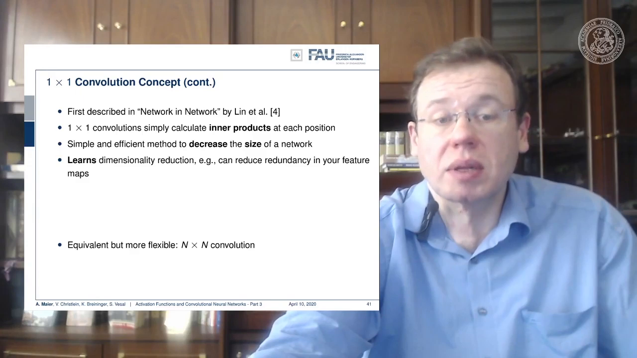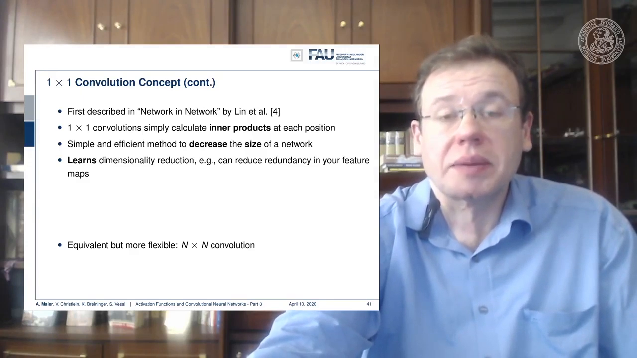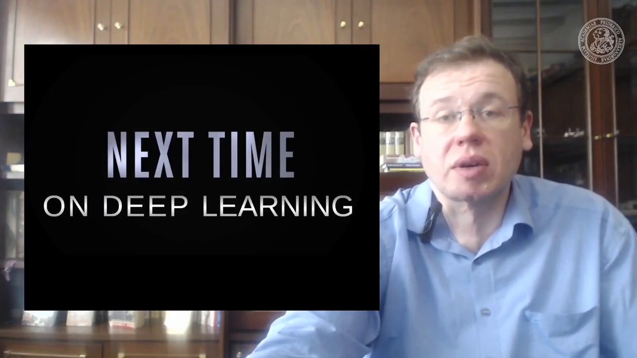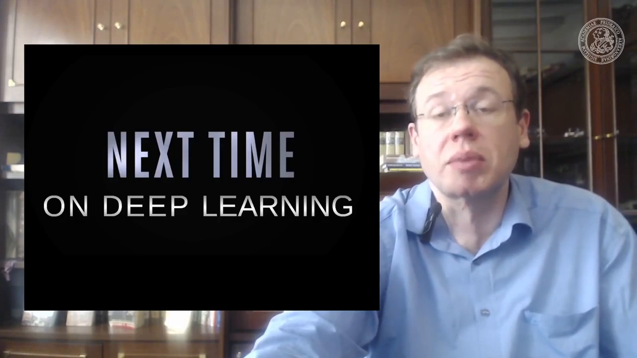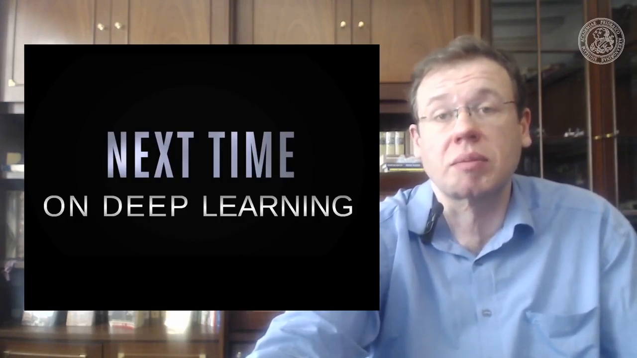Equivalent but more flexible are, of course, n by n convolutions. Okay, next time in deep learning, we will talk about the pooling mechanism and how to reduce the size of the feature maps. Not just using convolutions, strided or atrous convolutions, but you can also model this explicitly in a pooling step, which we'll talk about in the next lecture.